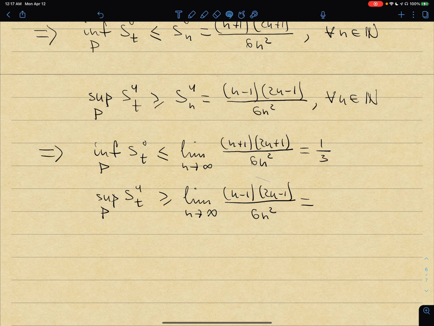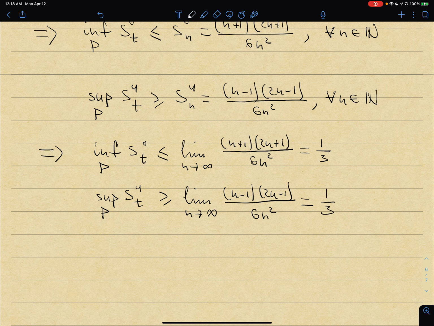And a very similar thing happens here, even though this expression is not the same as the expression above. It's smaller, because it's an underestimation. As n goes to infinity, top goes to infinity, bottom goes to infinity, the highest power of n on the top is n squared with coefficient 2, on the bottom it's 6n squared, so 1/3. And so this limit is equal to 1/3.